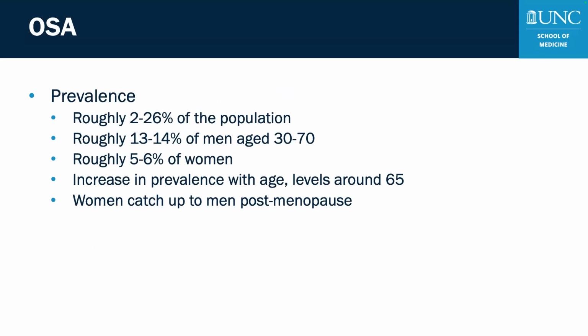What's the prevalence? Well, roughly 2 to 26% of the population have it. This changes depending on what population you're looking at. In the general population, this is an estimate. It's a little bit higher for men aged 30 to 70, 13 to 14%, roughly 5 to 6% of all women. But this increases in prevalence with age, which levels out around 65. So as you get older, the likelihood that you have sleep apnea goes up and up till about 65, and then over 65, it doesn't seem to make it more likely.